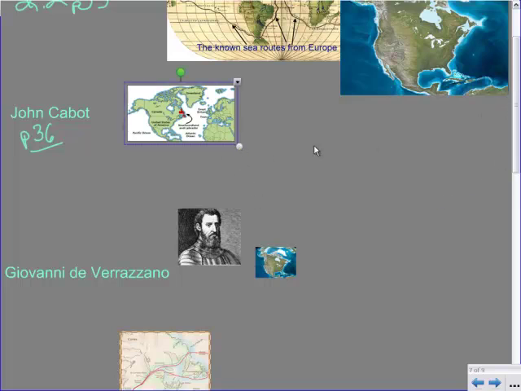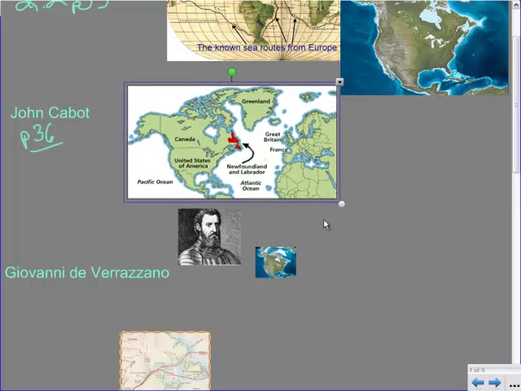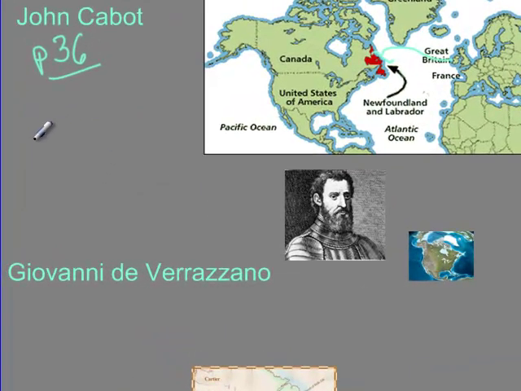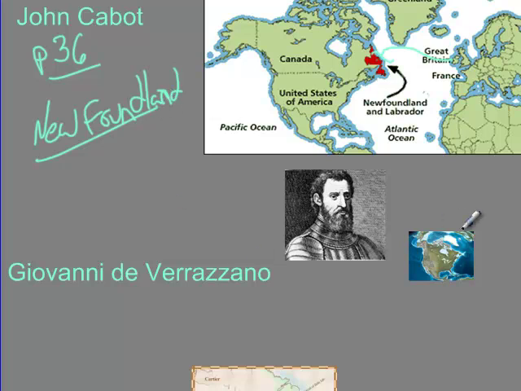But John Cabot, he is Italian, but he is sailing for England. So England is basically paying him money to sail for them. So he goes west, and he's looking for a northwest passage and an all-water route to Asia. So he goes over here, and he lands in Newfoundland. So you need to know that he sailed for England, he was Italian, and he landed in Newfoundland. So that's what you need to know about John Cabot.